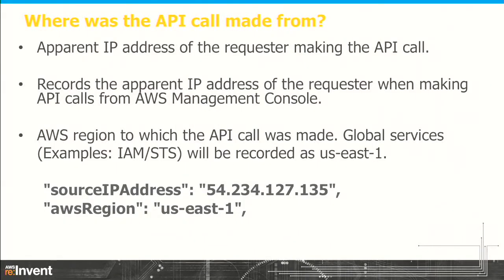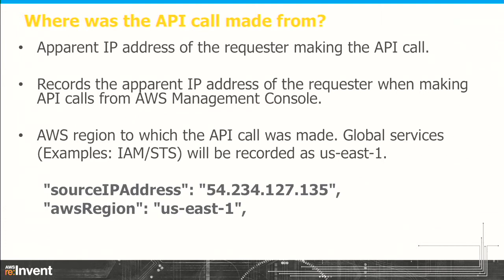Moving on, one of the rich pieces of information available in the event is the apparent IP address itself. The reason I call it the apparent IP address is that proxies and firewalls can obscure the actual IP address of the requester. In the case of the management console, which is also a proxy through which a user makes the API calls, we are able to record the apparent IP address of the requester on their source machine. So we do record that.